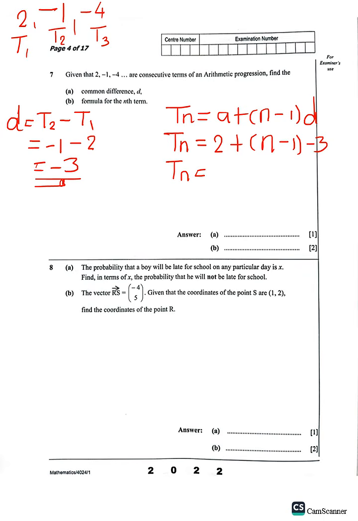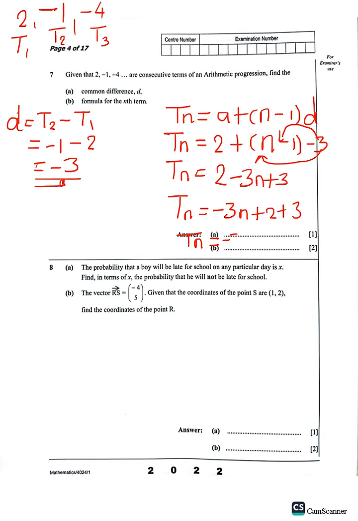Then we'll do algebra. So -3 will multiply with positive n, giving us -3n. The second one, -3 will multiply with -1, giving us positive 3. Then we can put the like terms together, 2 and 3. So -3n plus 2 plus 3. Then our final answer, -3n plus 5. 2 plus 3 is 5.